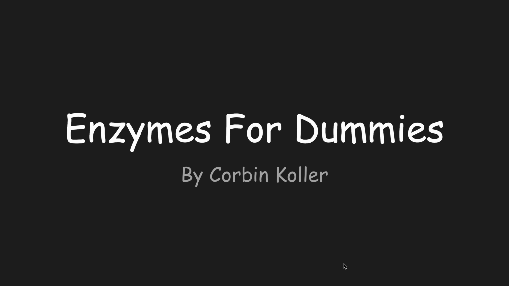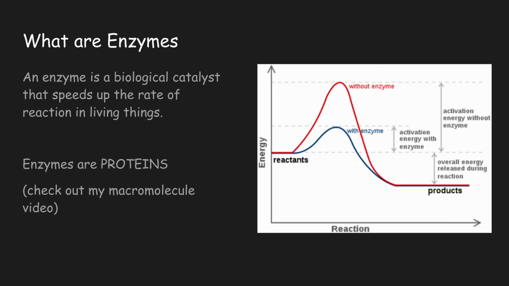Today we're going to be looking at enzymes. What are enzymes? Enzymes are biological catalysts that speed up the rate of reaction in living things mostly. Enzymes are proteins. If you don't know the macromolecules of life, please check out my macromolecules video. But just to put it simply, enzymes are going to lower the activation energy needed for a reaction. So as you can see on the graph, without an enzyme, you're going to need a lot more energy. And then as you can see with an enzyme, it's going to lower that and it's going to give us the products a lot faster. We're going to use less energy. It's going to become more efficient.